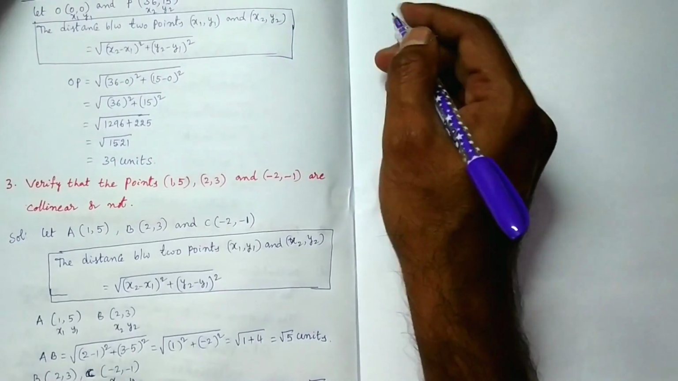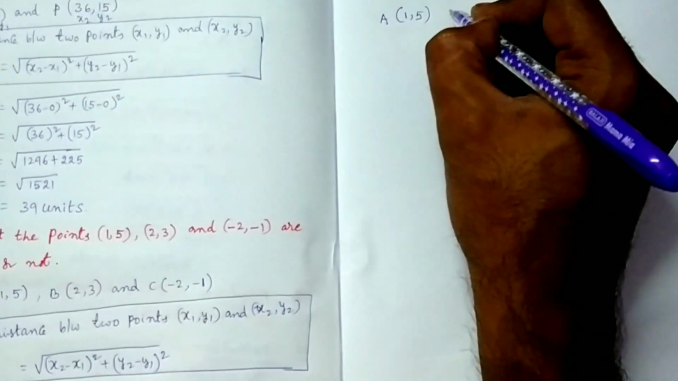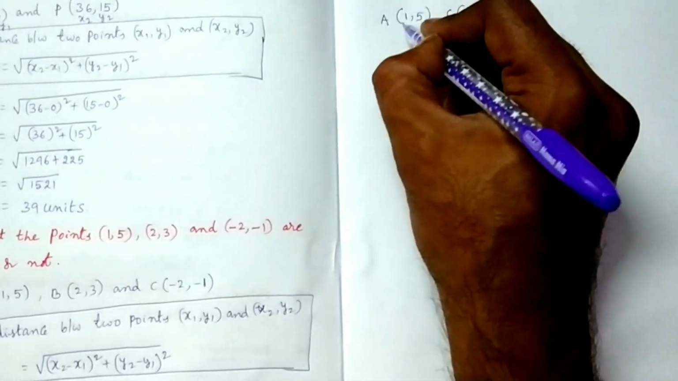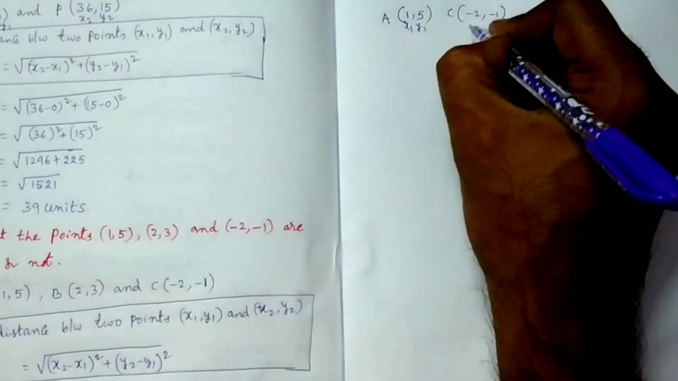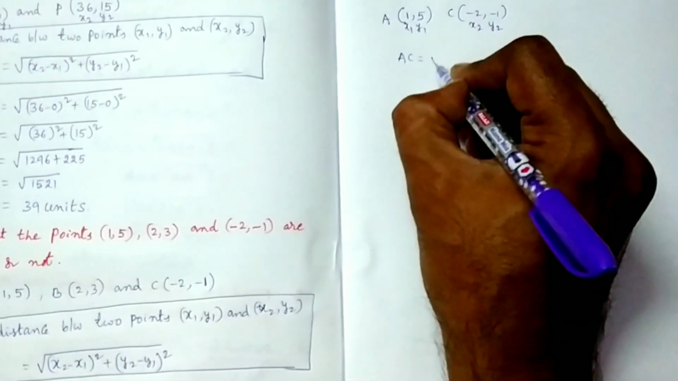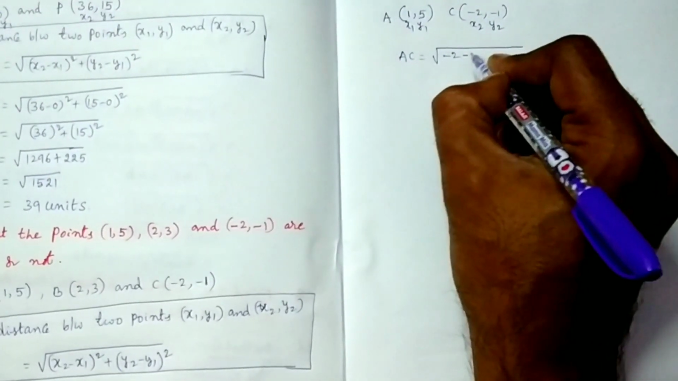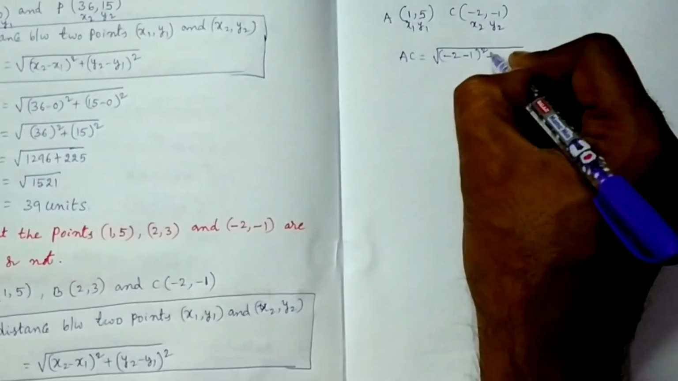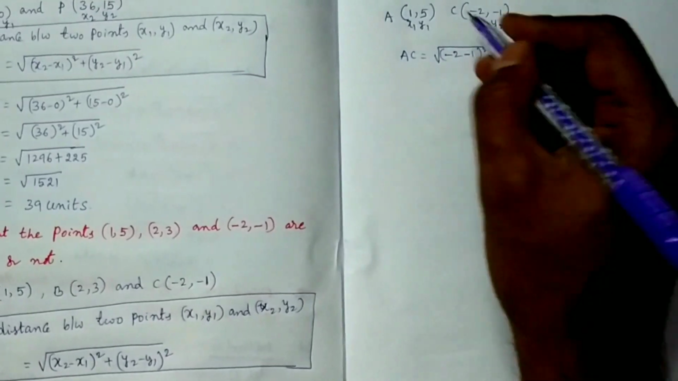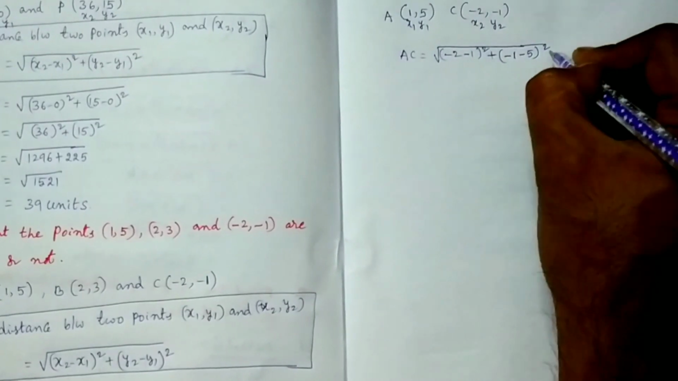Take AC: A(1, 5), C(-2, -1). So x1, y1, x2, y2. AC distance is the square root of (x2 minus x1) whole square plus (y2 minus y1) whole square, that is, minus 1 minus 5 whole square.